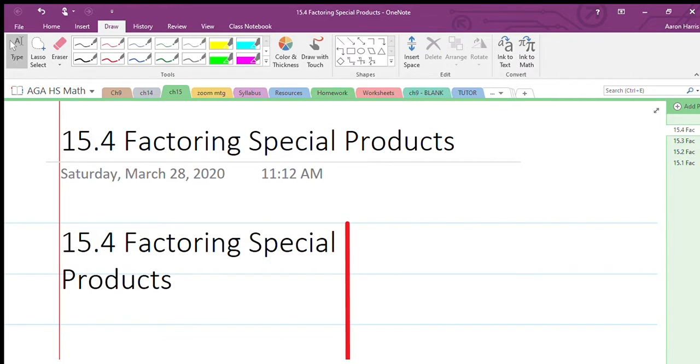15.4 Factoring Special Products. This is a special lesson because it deals with shortcuts when it comes to our quadratic equations. This is for a student who understands things like perfect squares and can see these numbers. You do not have to use this section to make sure that you can factor a quadratic. This is just helpful if you want to do things a little bit faster.